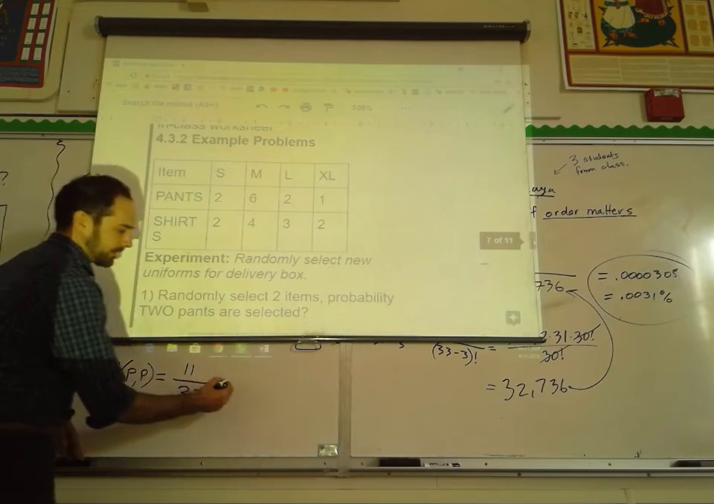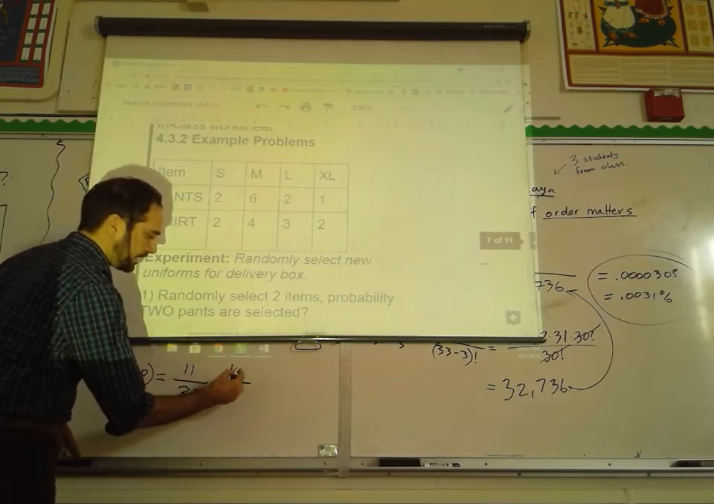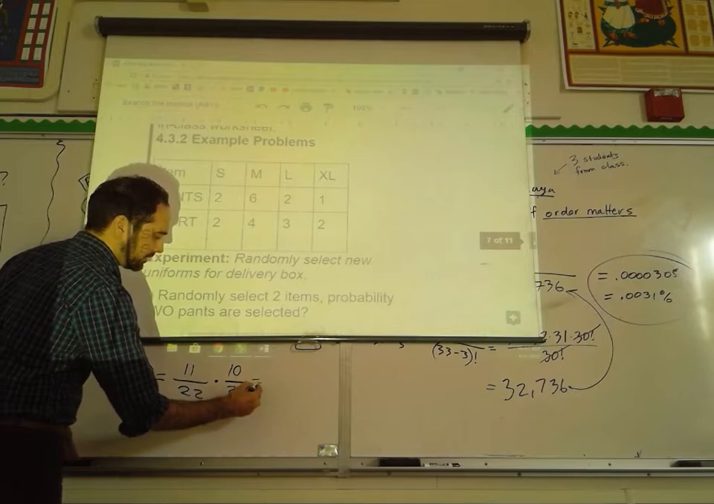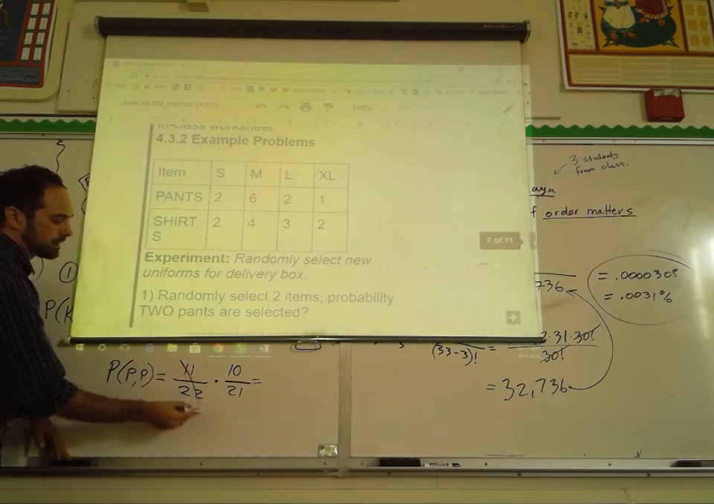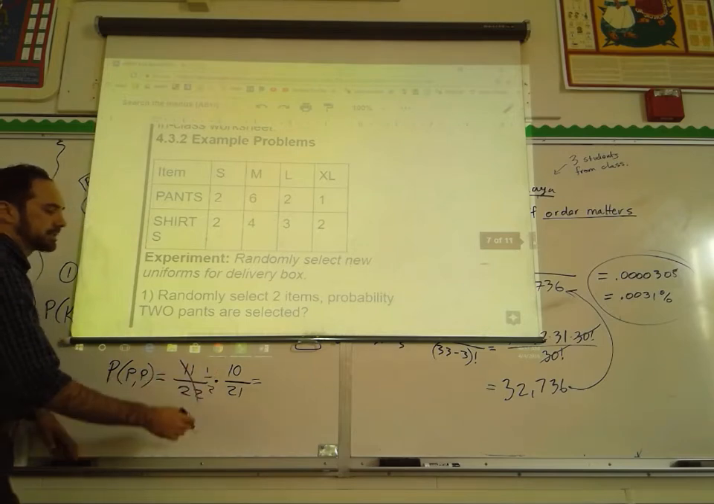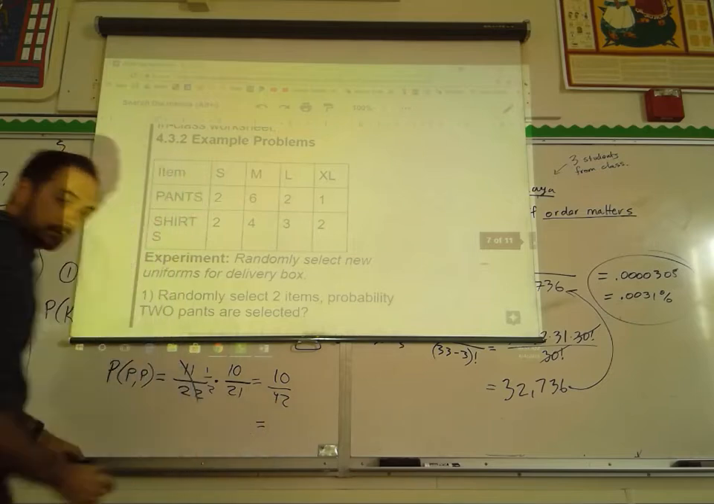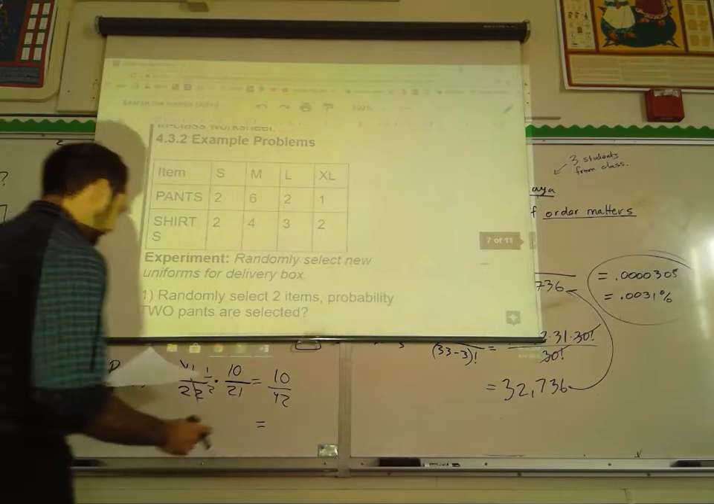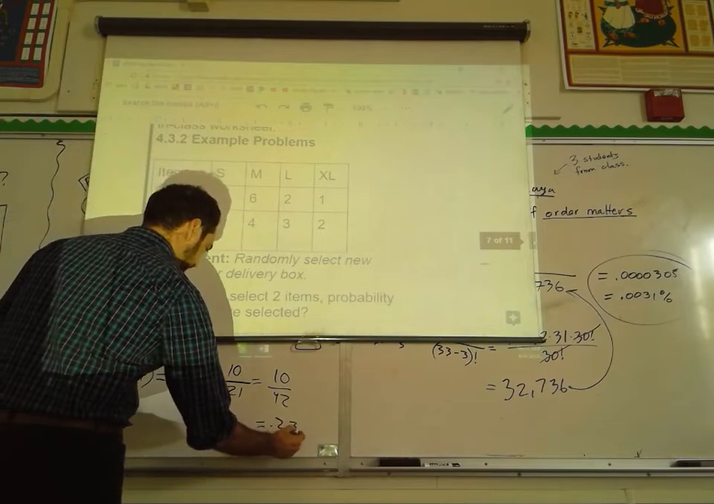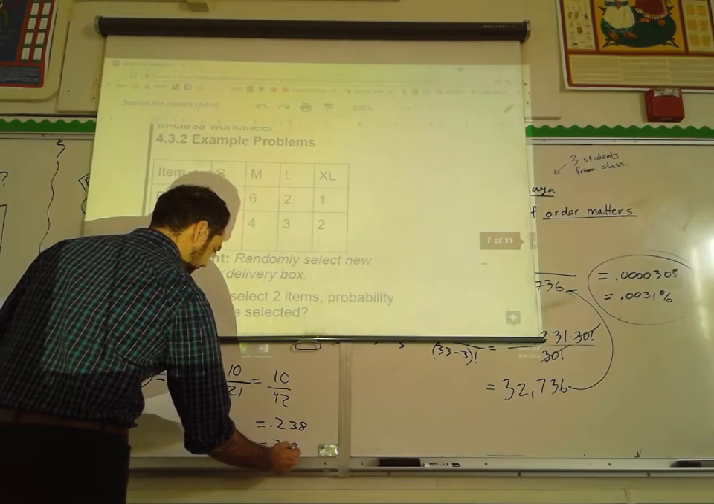So if I pull that pair of pants out, I don't replace it, obviously. What is my total number of items in the box now? 21. 10 out of 21. Okay, I like that. Wouldn't you say that 11 over 22 is really just 1/2? Good, that makes it easier. 10 over 42, and then we end up with 0.238, 23.8%.